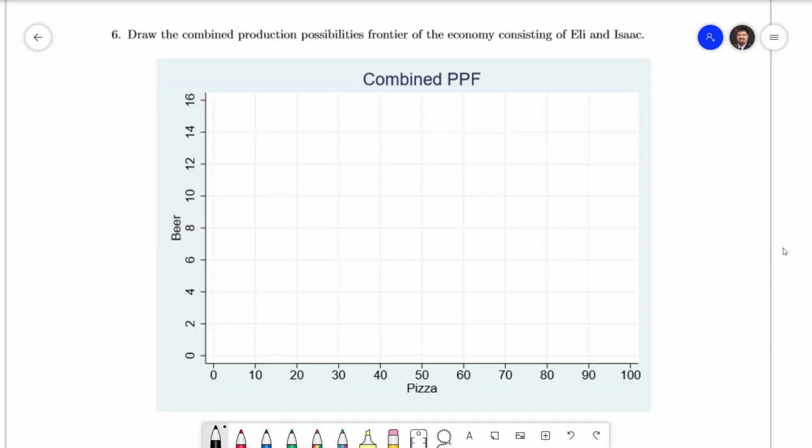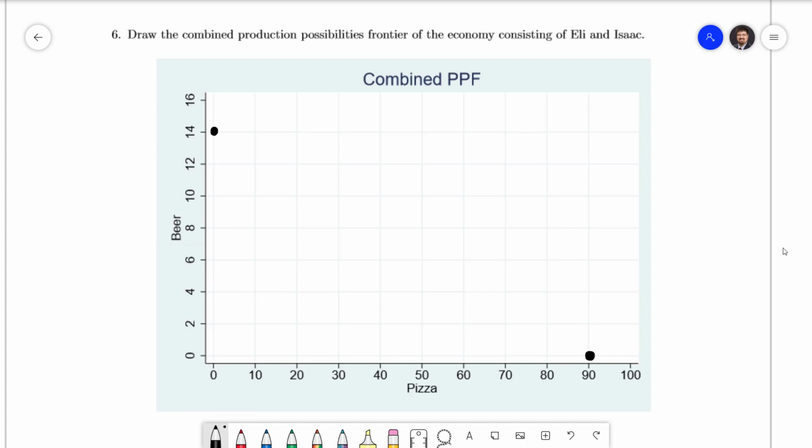Finally, we are going to draw the combined possibilities frontier of the economy consisting of both of them. The first thing that we'll do is graph the intercepts. The maximum amount of pizza that Eli could produce was 50, and the maximum that Isaac could produce was 40. So if they both fully concentrated on pizza, we could get 90. On the beer side, Eli could produce 10, Isaac could produce 4, so that gives us 14.